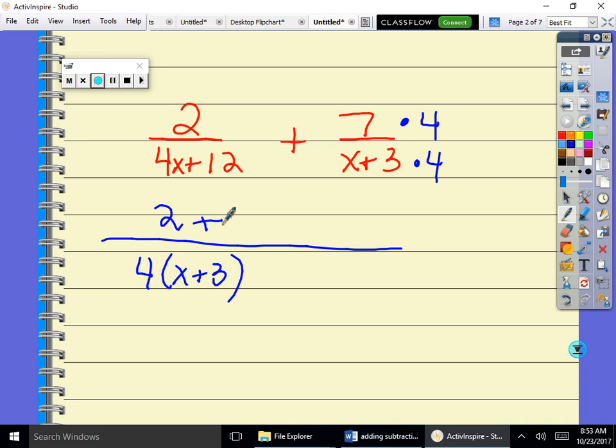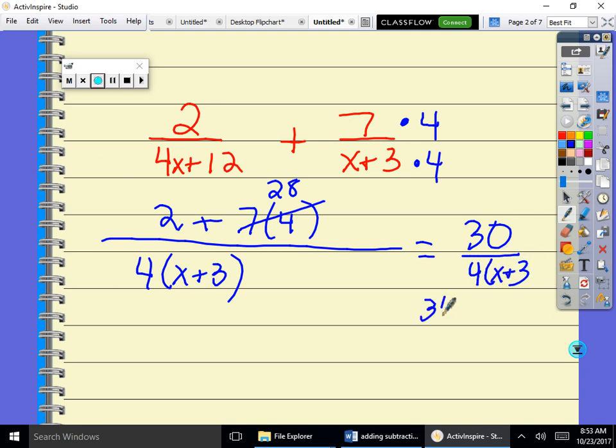So I have 2 plus 7 times 4, which is 2 plus 28, which gives me 30. Now you can leave the bottom in factored form, so over 4 parentheses x plus 3, or you could have done it as 30 over 4x plus 12. Both are acceptable answers. If you want to leave it in factored form, I'm perfectly fine with that, okay? Okay, take a moment and go ahead and do number 5. 5 is a simple one. Go ahead and do 5.